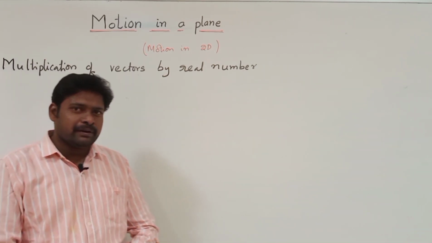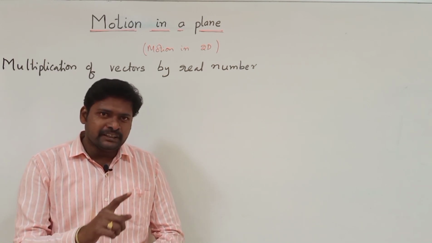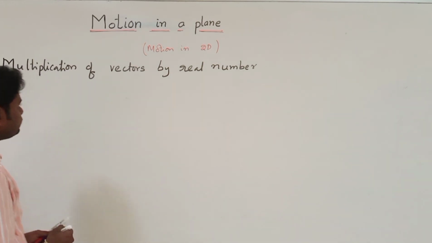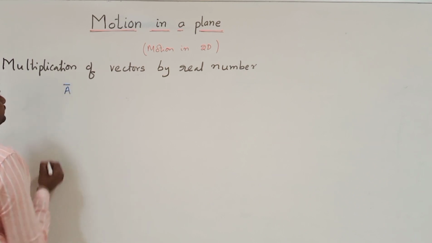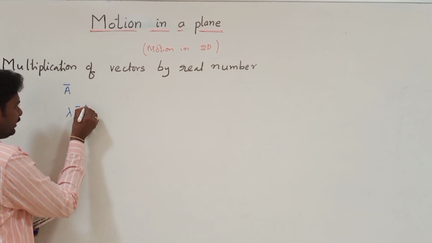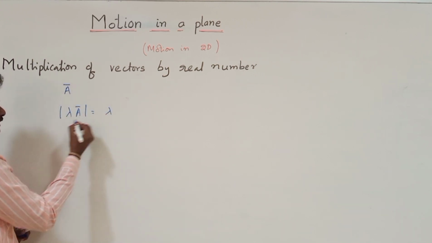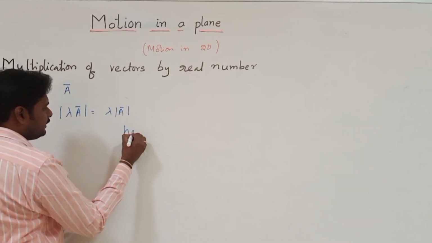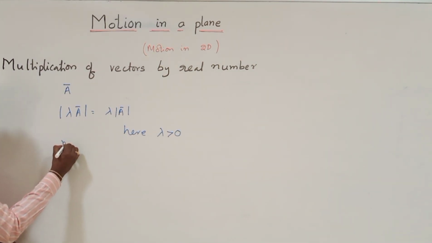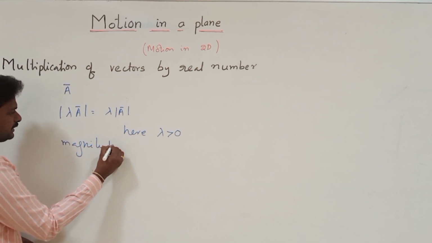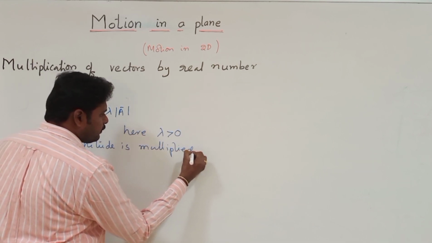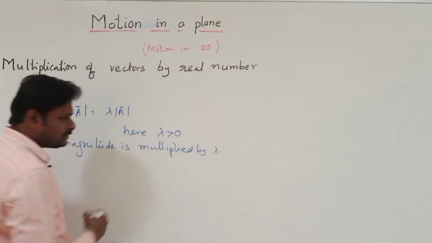When lambda is a negative number like minus 3, the magnitude is multiplied by 3 but the direction is opposite. Let's say vector A is there. Now you are multiplying lambda into vector A. You can extract lambda outside the mod, and vector A. Here lambda is greater than 0, so the magnitude is multiplied by lambda if it is a positive number.